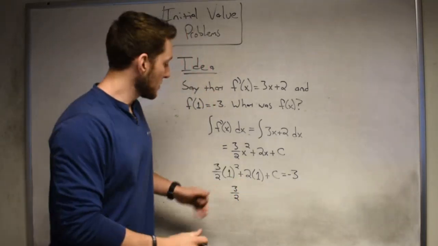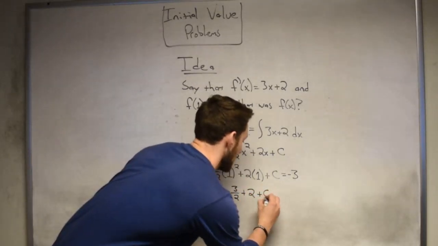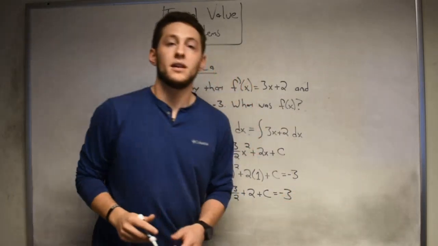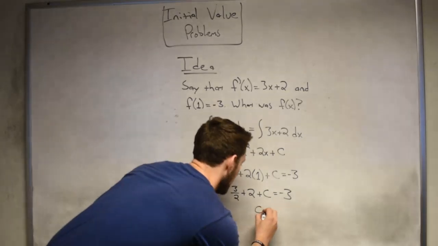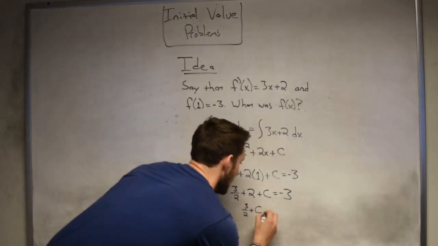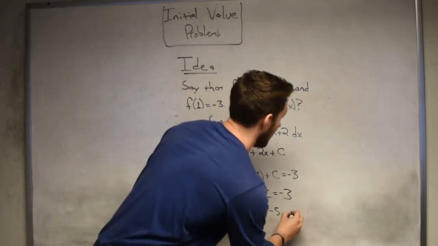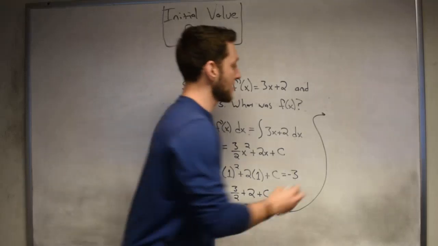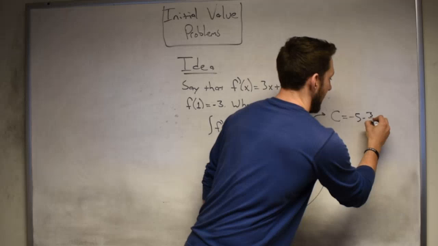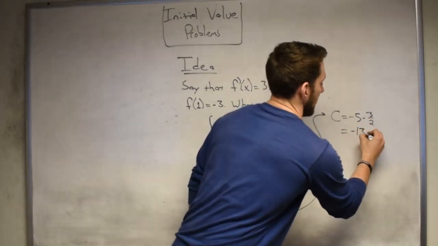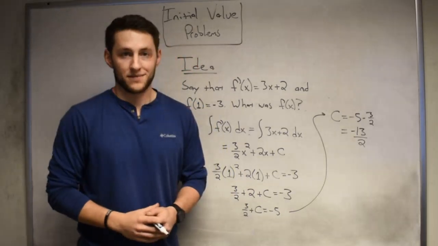For instance, 1 squared is just 1, so we get 3/2. 2 times 1 is just 2. 3/2 plus 2 plus c is equal to -3. We can definitely solve for c here. Subtracting over the 2, 3/2 plus c is equal to -5. And then last but not least, subtracting over the 3/2, c is equal to -5 minus 3/2, which is equal to -13/2. We all of a sudden get our hands on what c actually is.